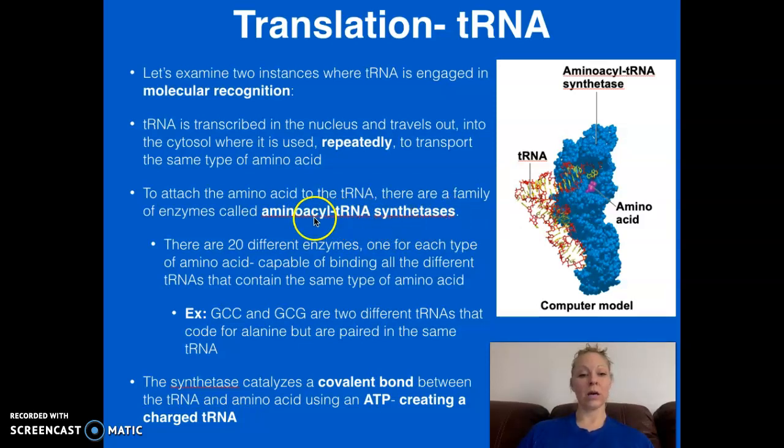And so this should make sense. Aminoacyl, or amino acid, tRNA, building of. So we're going to build these. It takes one ATP to bond an amino acid to a tRNA, which we call a charged tRNA. And so there are 20 different enzymes which go with the 20 different amino acids. However, there are 64 possible codons. 61 of those are going to be paired with an amino acid.